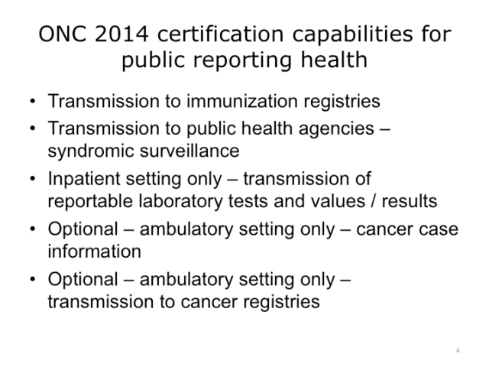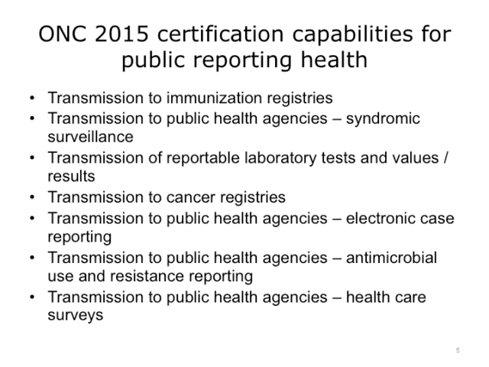ONC 2014 certification capabilities for public health reporting included transmission to immunization registries, transmission to public health agencies, syndromic surveillance, inpatient setting only, transmission of reportable laboratory tests and values, results, optional ambulatory setting only, cancer case information, and optional ambulatory setting only, transmission to cancer registries. The National Institute for Standards and Testing, or NIST, provided test methods for each of these capabilities and called out data standards that were required.